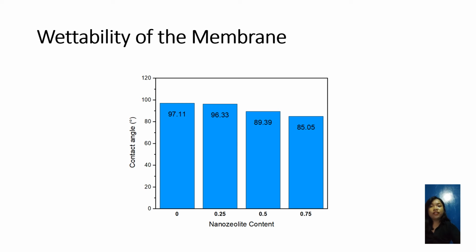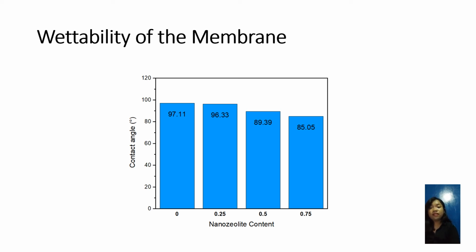The last characterization technique that we performed is the contact angle goniometer. Contact angle is one of the common ways to measure the wettability of a surface or material. As we can see, the pure sample has a contact angle of 97.11 degrees, which means that the pure sample is hydrophobic. However, upon the addition of nanozeolite particles, it can be observed that the contact angle decreases. The sample became hydrophilic when 0.50% and 0.75% nanozeolite were added to the sample.